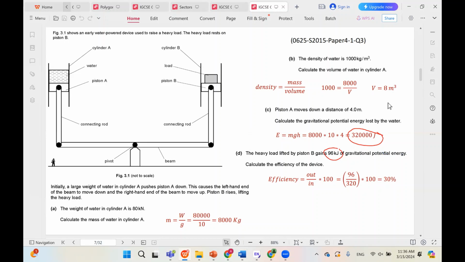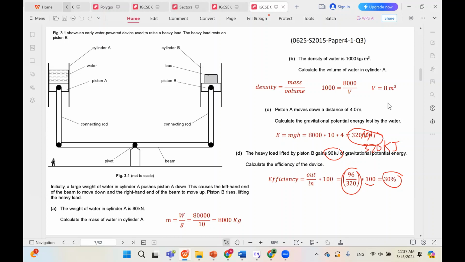So if we cross 3 zeros out, this can be rewritten as 320 kilojoules, so that they have the same unit. And then you divide them by each other and multiply by 100 to get the answer as a percentage. And the answer is 30%.